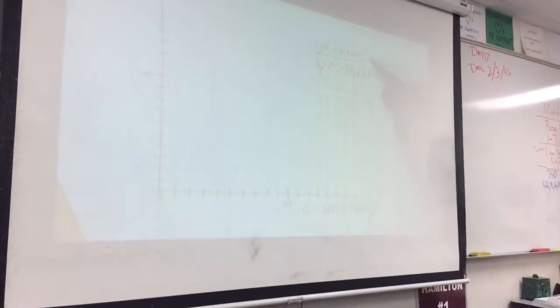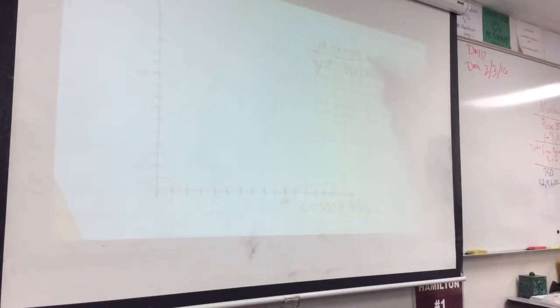This one has a y-intercept of 100. So if I go over here and mark it 100, right? It's also got a slope of what? Negative 1, which is down 1 over 1, down 1 over 1, down 1 over 1. I'm going to notice that it's going to hit at 100 down here as well. And I can draw a line with a y-intercept of 100 and an x-intercept of 100.